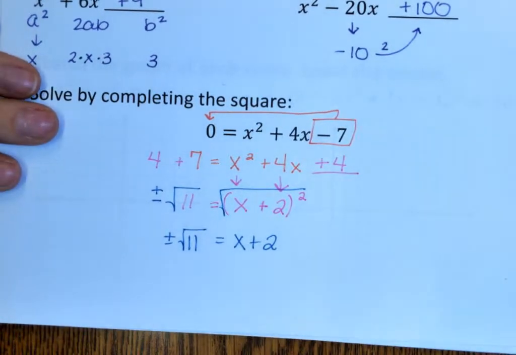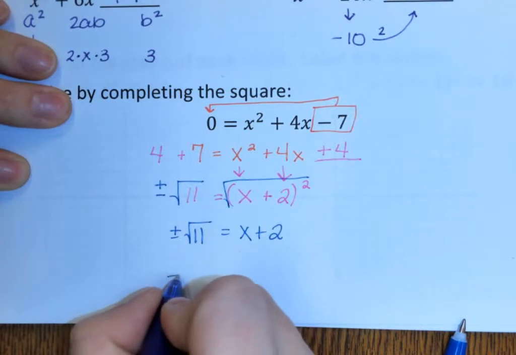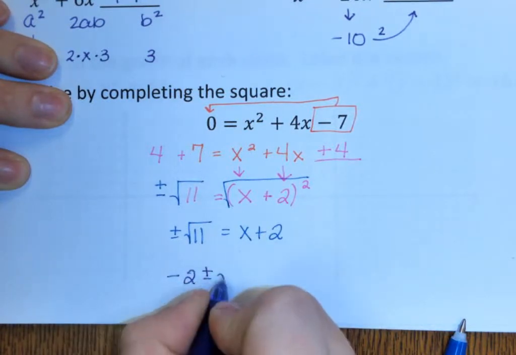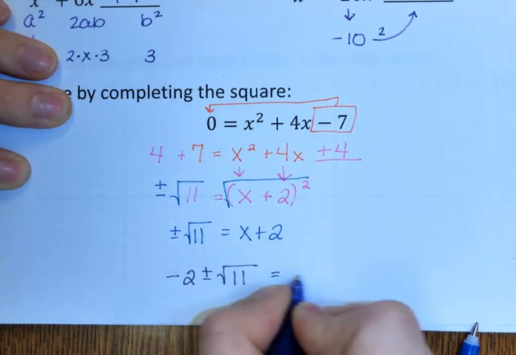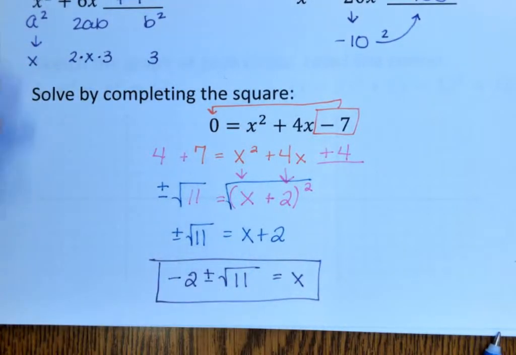And so to finish this problem off, what do we do? Subtract 2. So negative 2 plus or minus root 11 equals x. I just solved by completing the square. Hopefully this isn't too bad. You remember doing this? Back in the day-o?